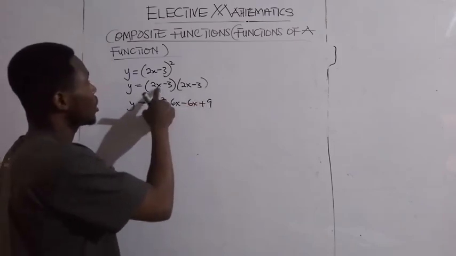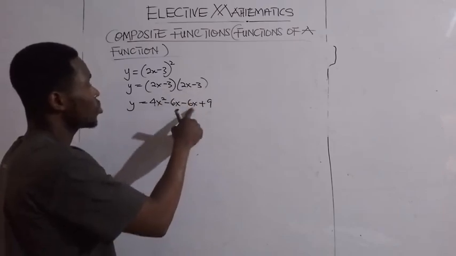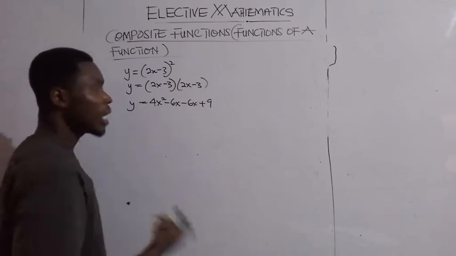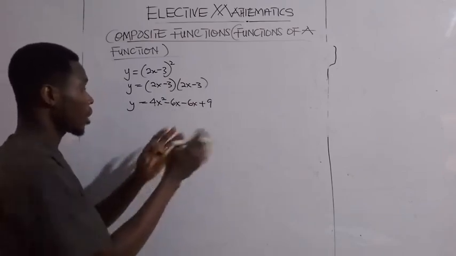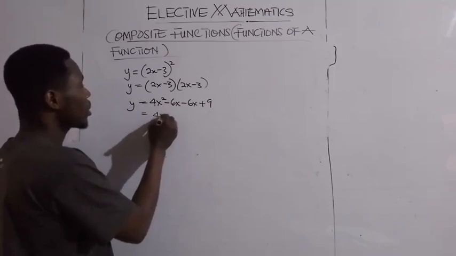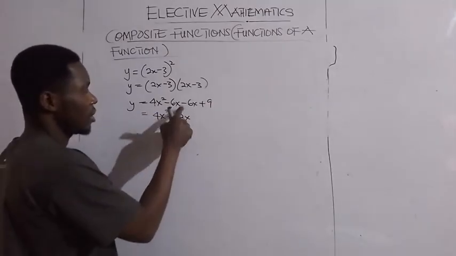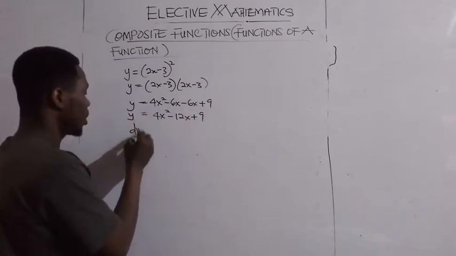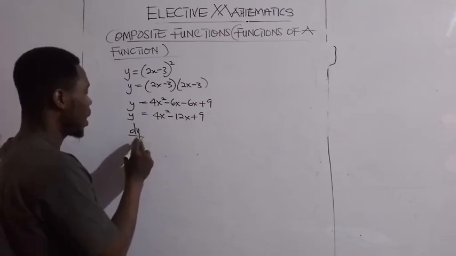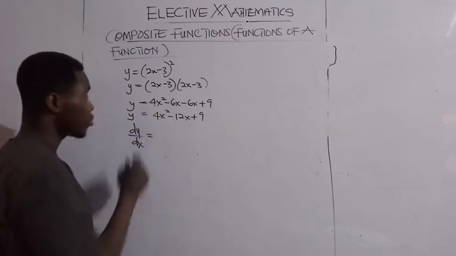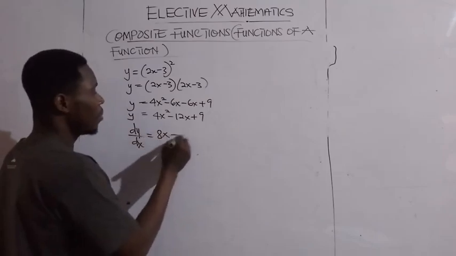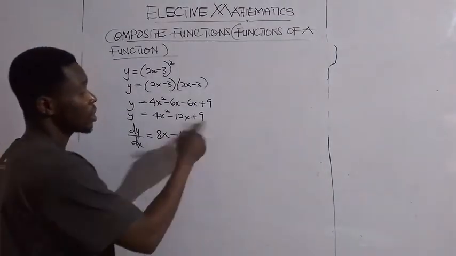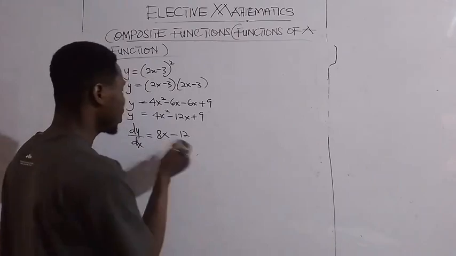This will give us 4x squared. This will give us negative 6x. This will also produce negative 6x. This and this will produce positive 9. Then from here we can simplify, which is 4x squared minus 12x plus 9. Then we differentiate. dy/dx will be equal to 8x minus 12. The positive 9 is a constant, so it will go. So this is what we are going to get.